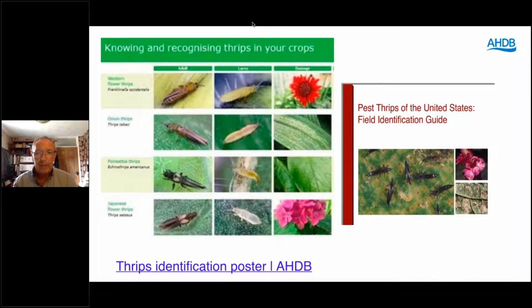AHDB have done a very, very useful poster, and that's a downloadable poster and it has various thrips species, colour photographs of what they look like, the adults, the larvae, and the damage that they do. Because we seem to be getting a lot of thrips from abroad, I've managed to find this on the internet. It's a field identification guide to thrips. Very useful, but don't knock it because it's just American. That seems to be where a lot of thrips are coming from. So again, the AHDB poster is well worth downloading.